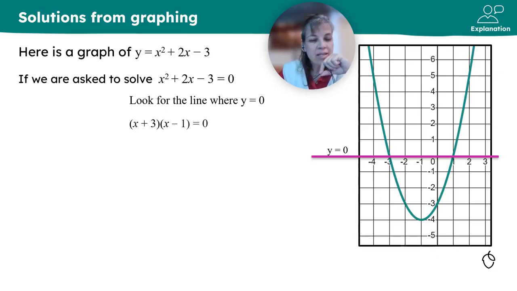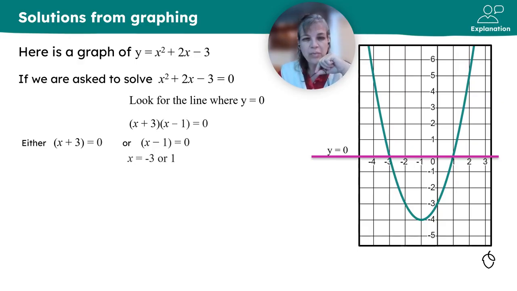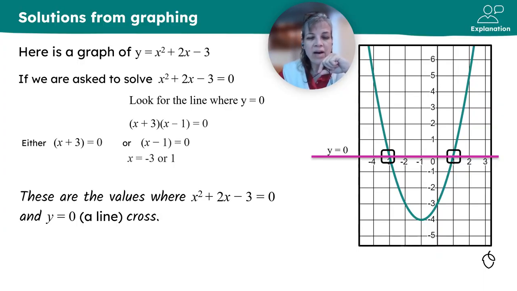You can also see this by factorizing. If we said the function was equal to 0 in place of y, then we would get x is minus 3 or x is 1. These are the values where x squared plus 2x minus 3 equals 0 and the line y equals 0 are crossing.